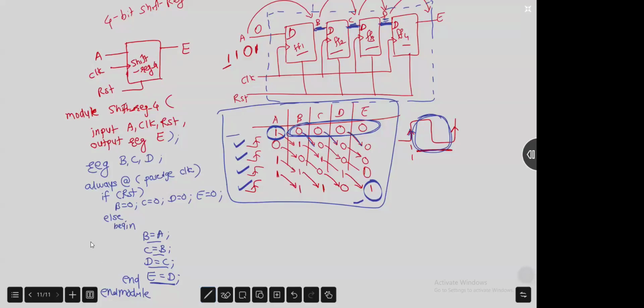When reset is 1, then A will also have 0? A is your input, you cannot reset an input. A is my input, A is not output. You can reset only outputs. Okay, Payal? A is my input, so how can you say that I have reset it to 0? The input can be 1 or 0. Okay, fine.